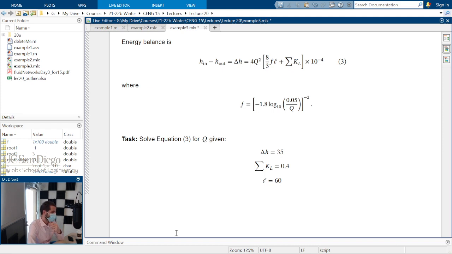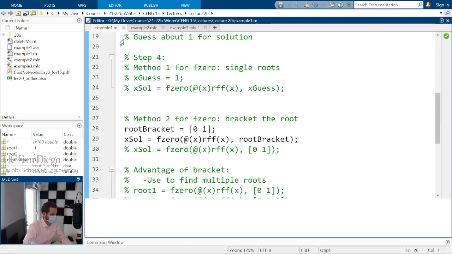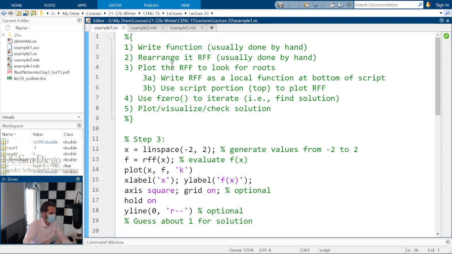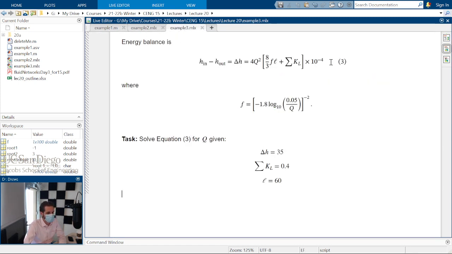The next thing that we needed to do in step 2, if we go back here, rearrange it to root finding form. That just means moving the delta h over onto the right-hand side. So it'll be blah, blah, blah, all of that times 10 to the minus 4. And then after that, we subtract off the delta h on the other side. Then we need to plot this and look for the roots.